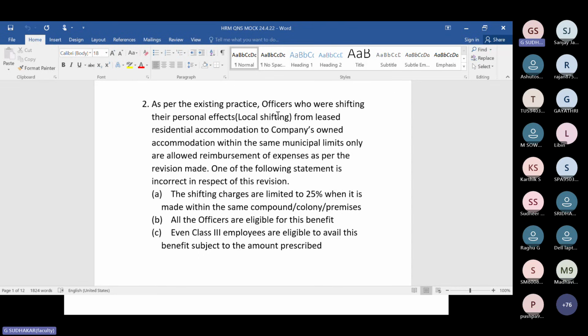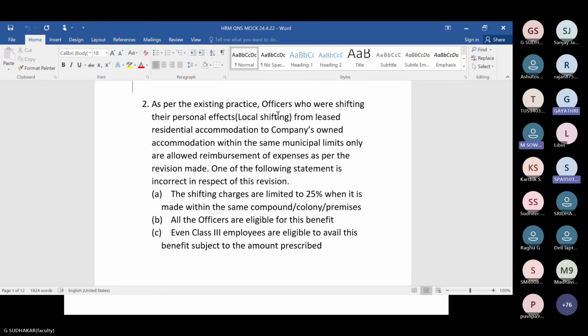This is about local shifting. There is one compound, a company flat. From the first floor you are shifting to the second floor, or from the top floor you are shifting to the first floor. The last option, sir. Next option: the shiftings are limited to 20%.